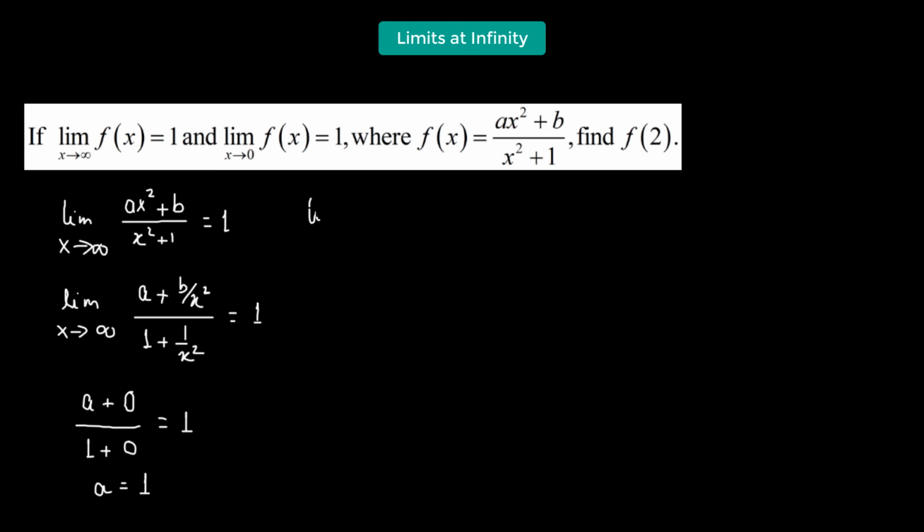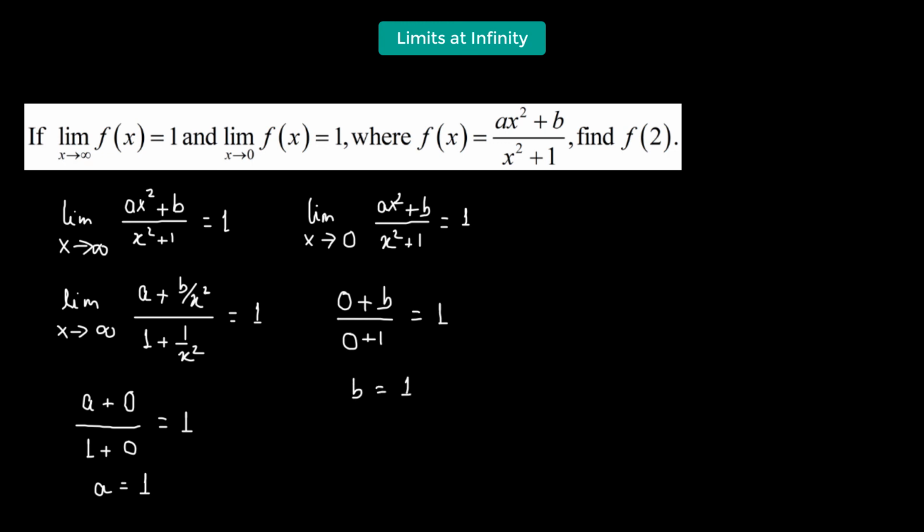Also, it's given that the limiting value of the given function when x approaches 0, the function (ax squared plus b) divided by (x squared plus 1), is equal to 1. Now we do a direct substitution and substitute for the value of x with 0. That gives us a times 0 squared, so that will be 0 plus b, divided by 0 plus 1, which is equal to 1. So we have the value of b equals 1.